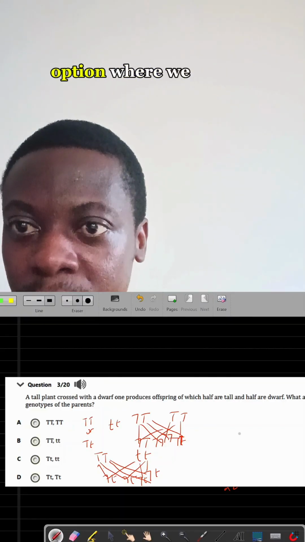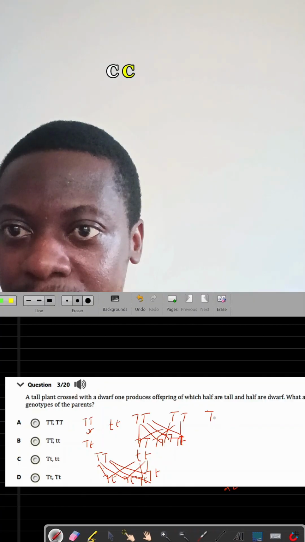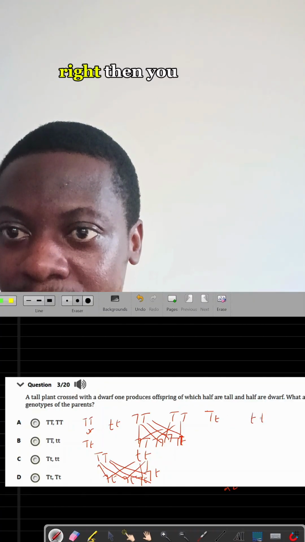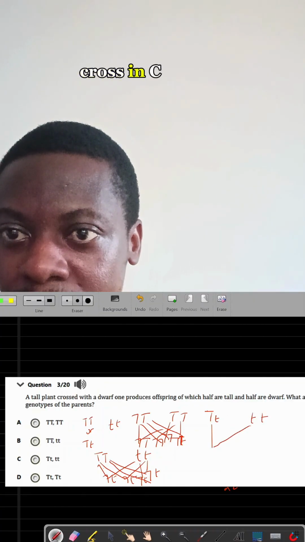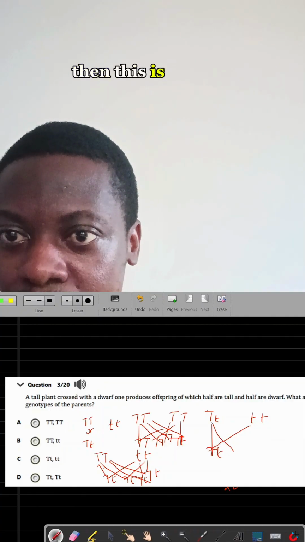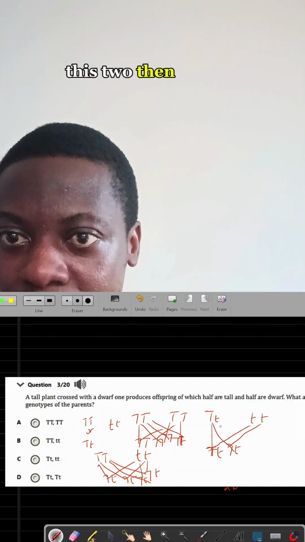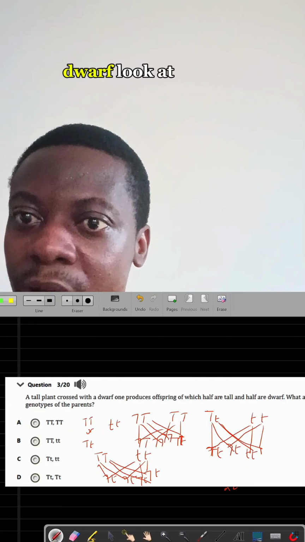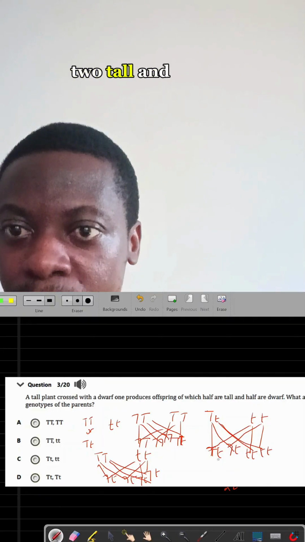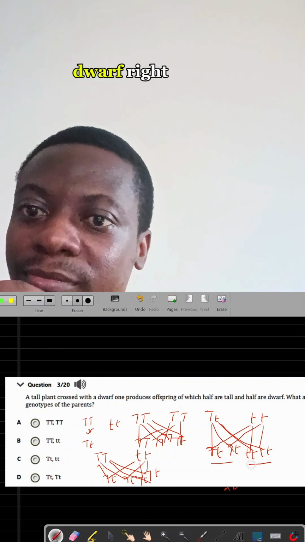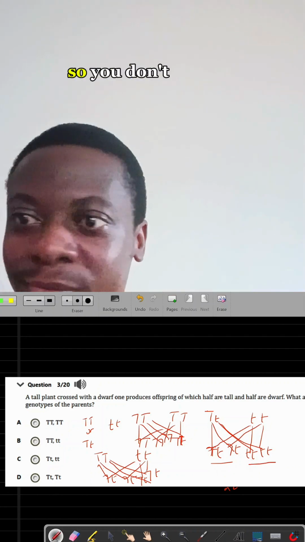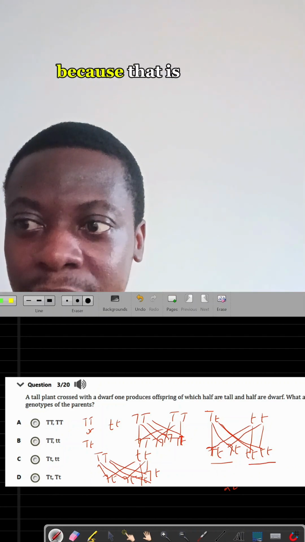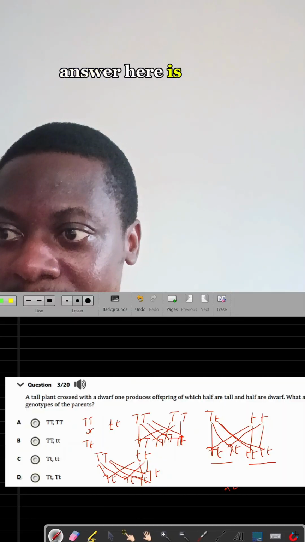Now let's look at the C option where we have Tt, tt, right? Then you do your crossing, Tt, tt, right? Then this is tall, you do this, tall, then you have dwarf. Dwarf, look at this now. This one is giving us two tall and two dwarf, right? Which is short, practically. So you don't even need to cross the D because that is the answer you are looking for. So our correct answer here is option C.